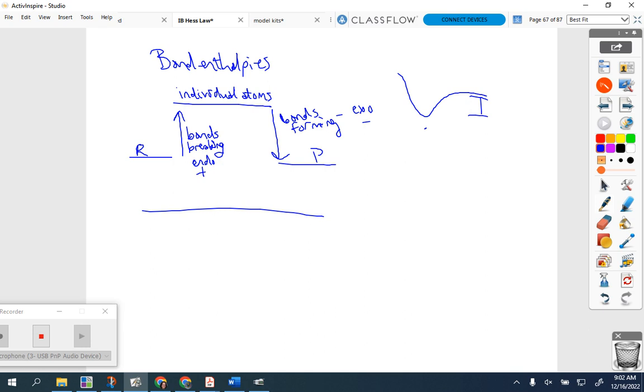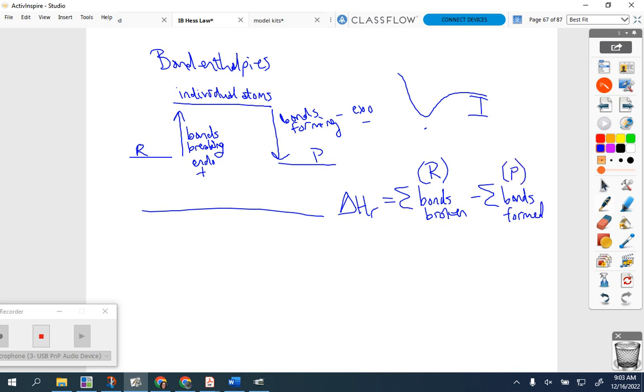When we are talking about theoretically breaking all of the bonds and forming all of the bonds, the breaking is always endothermic, the forming is always exothermic. So this is going to be the bonds broken, which is our reactants, minus, because this is negative, bonds formed. Products. Okay.